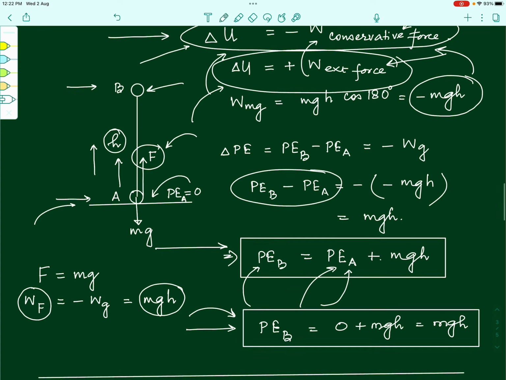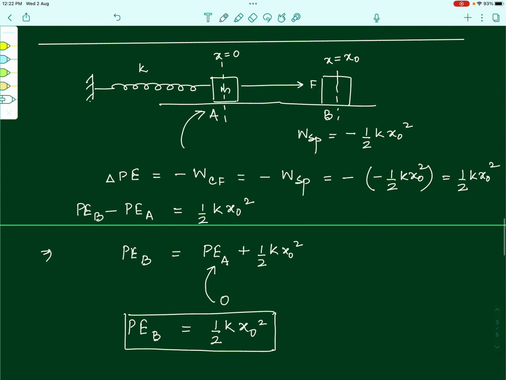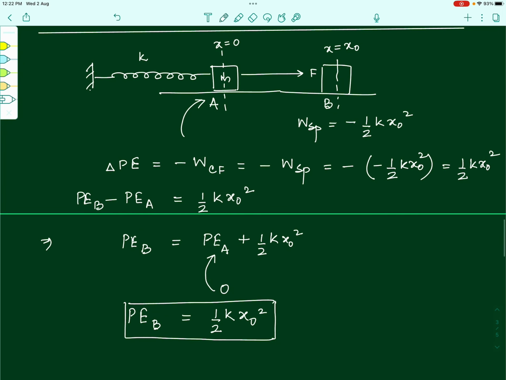Let us look at the same thing here in the spring force also. Do we understand that when this block was taken from x is equal to 0 to x is equal to x naught, there would have been an external force F acting on the block at all the times, right? And if we assume that this block was taken to the right with no acceleration and with almost 0 speed, slowly and steadily, v is almost 0 and acceleration is 0.